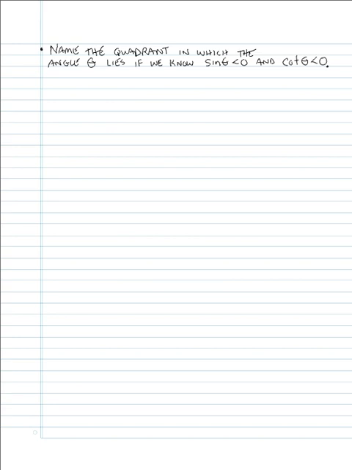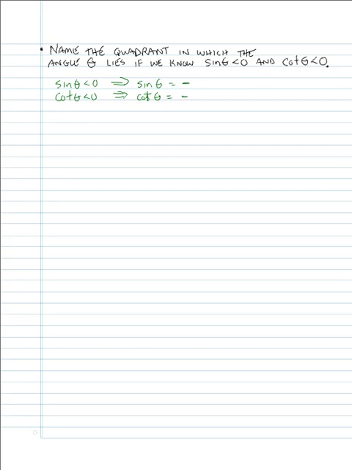Now, of course, saying that the sine of theta is less than 0 is the same thing as saying that the sine of theta is negative. See, that's what that's telling us, isn't it? And also the cotangent of theta being less than 0 is telling us that the cotangent of theta is a negative number. Well, okay, let's stop and think here.